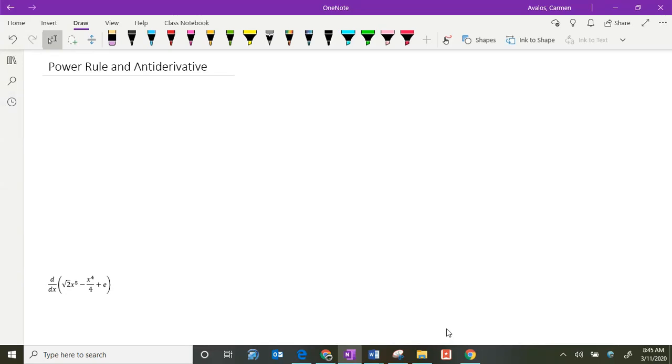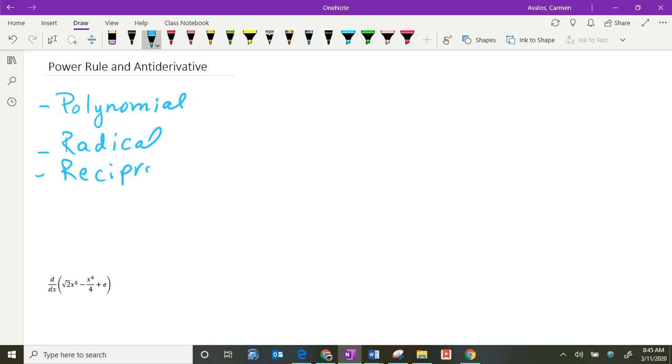The power rule could be used in three different types of functions. So it's a polynomial, a radical, and a reciprocal. The polynomial is of the form x squared plus x plus 1, for example. Radical is the square root of x, the cube root. The reciprocal is 1 over x. X is the base, and then you could write the exponent as a number. That's what they all have in common.